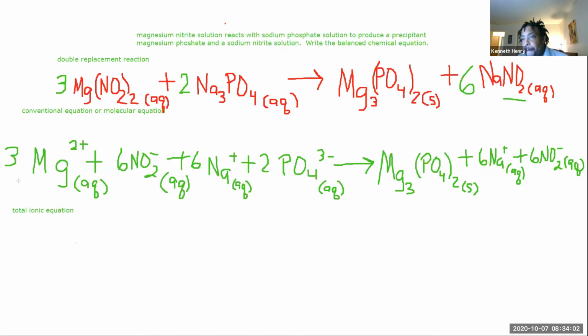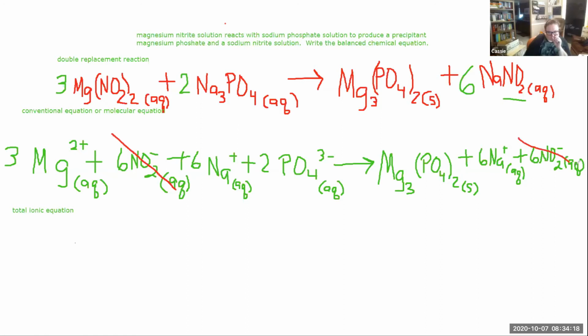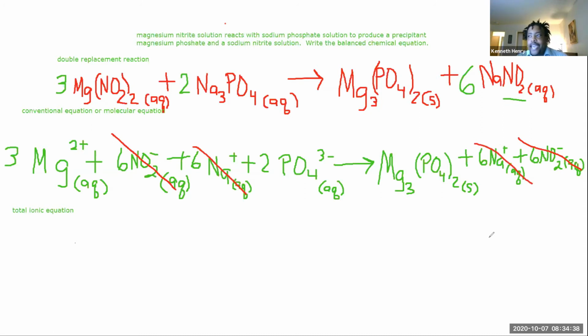So is magnesium a spectator? No. Okay, what about nitrite? Yes. Okay, so nitrite is one of our spectators. We're just going to cross it out on both sides because it's exactly the same on both sides. Okay. And what about sodium, the sodium ion? Yes. Got six of them over here and it's aqueous, six of them over here and it's aqueous. So those two, the nitrite and the sodium, are our spectators.